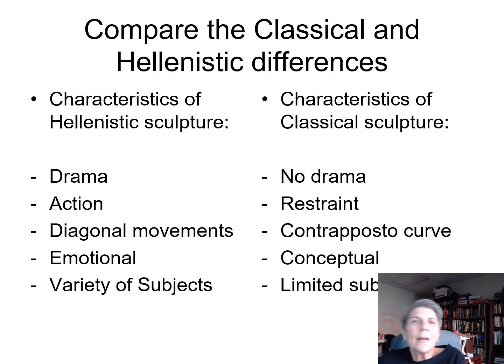I like comparisons. So here's the comparison chart, but it's backwards. That should be classical over there. Classical: no drama, restrained, limited subjects, contrapposto. It's about the ideal. Hellenistic: drama, action, diagonal, very emotional, and a lot of subjects.